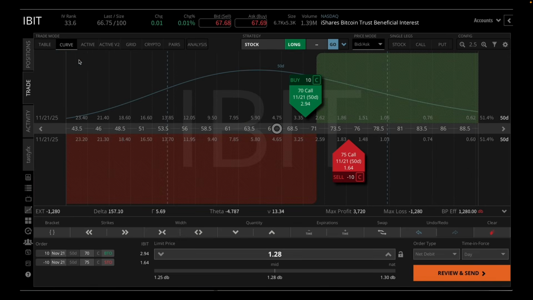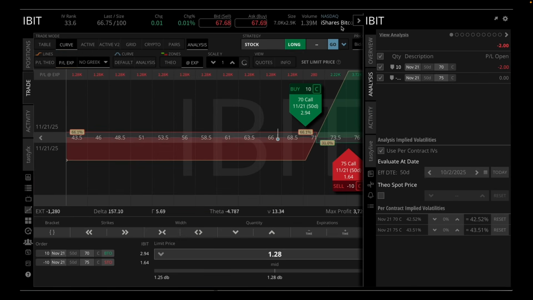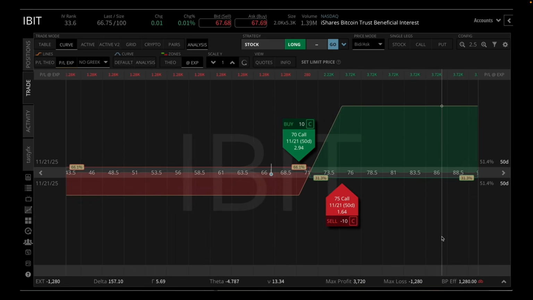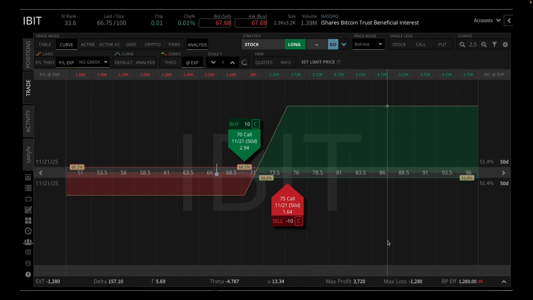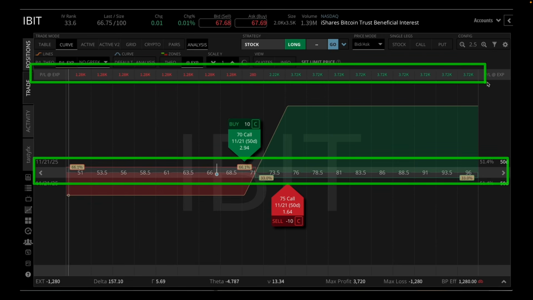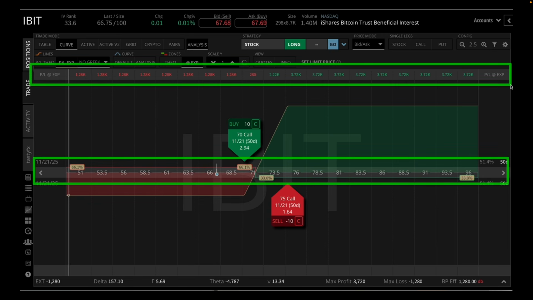Now let's take a look at what this position would look like at expiration. And we can see here that the profit would visibly be much larger than the potential loss on the trade. I'm just highlighting here the profit and loss at expiration so you can see the numeric values as they relate to the diagram below.